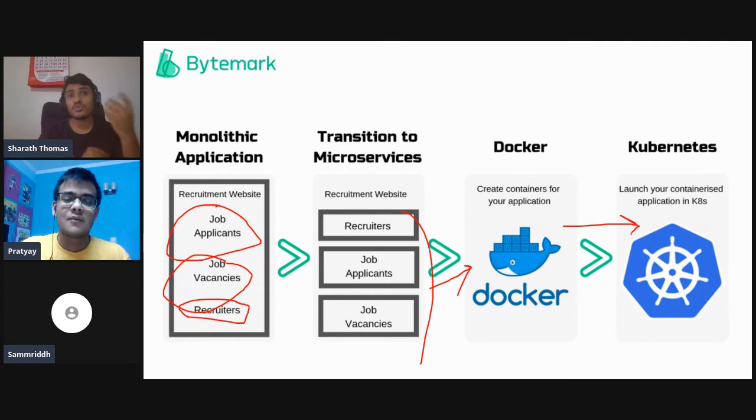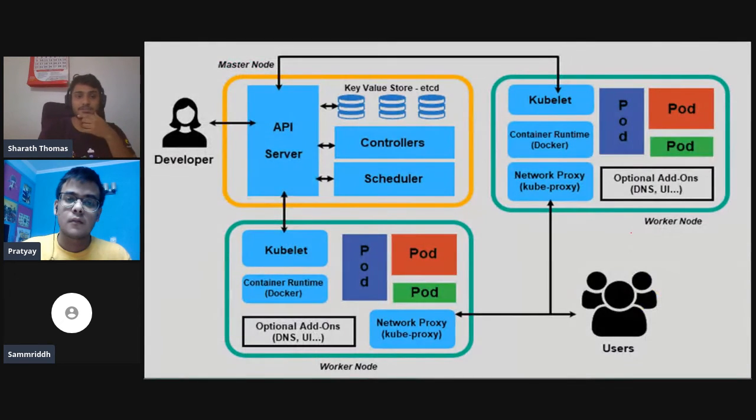Then you can say when to start a new container. You can say when the traffic hits 70%, start a new container. Or when the CPU usage is at 80%, start a new container. These specifications can be given to Kubernetes in a YAML file. So that's how Kubernetes works.